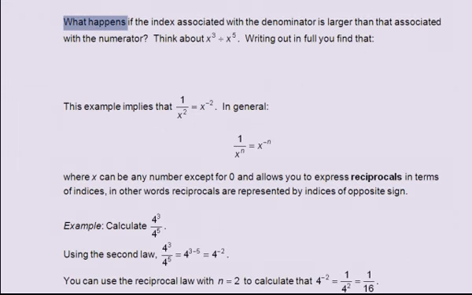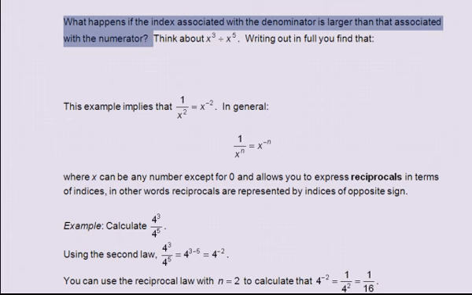What happens if the index associated with the denominator is larger than that associated with the numerator? Think about x to the power 3 divided by x to the power 5. Writing out in full, you find that x to the power 3 divided by x to the power 5 is x times x times x divided by x times x times x times x times x.